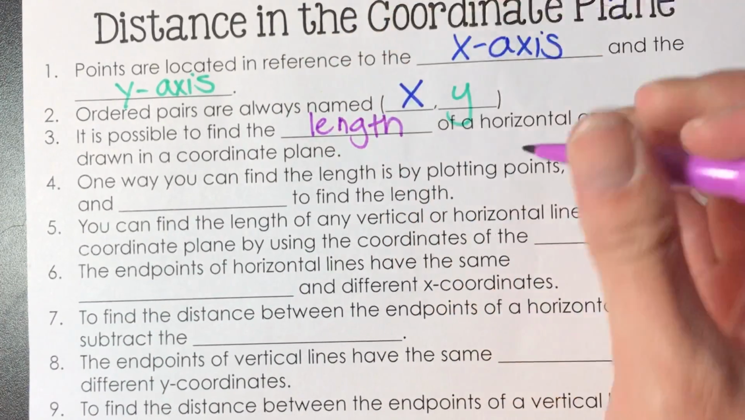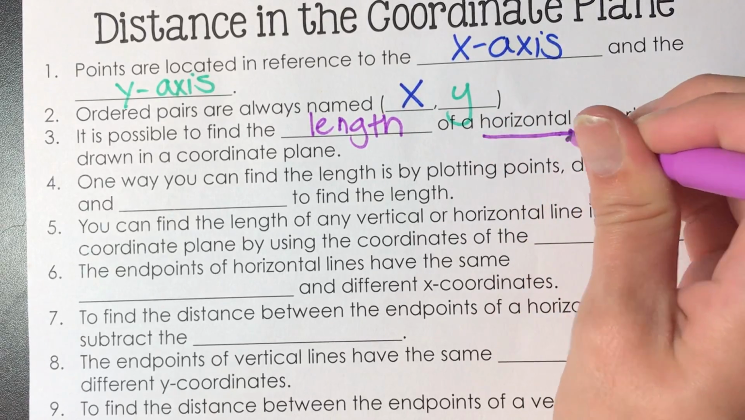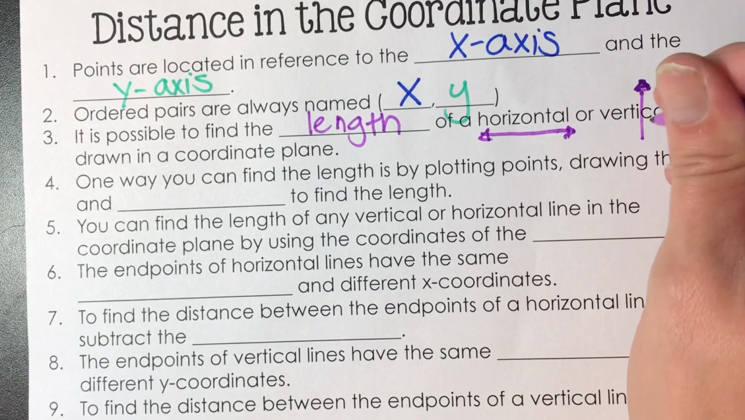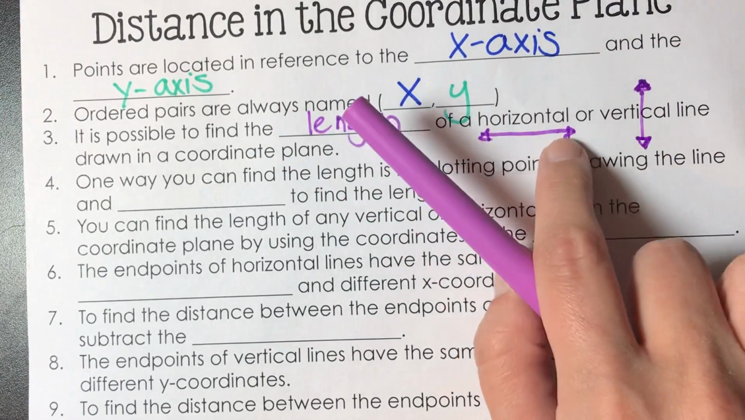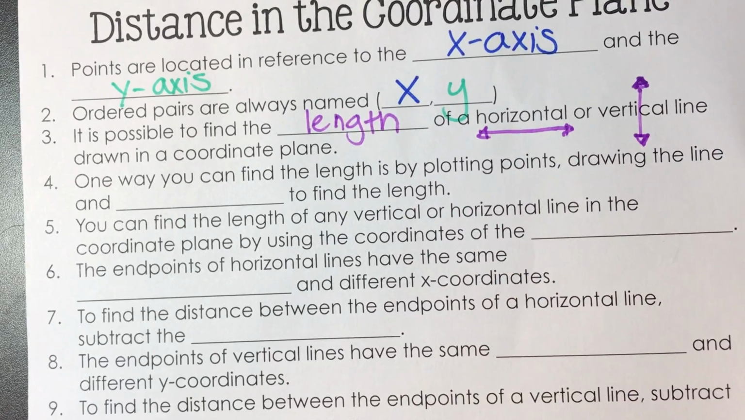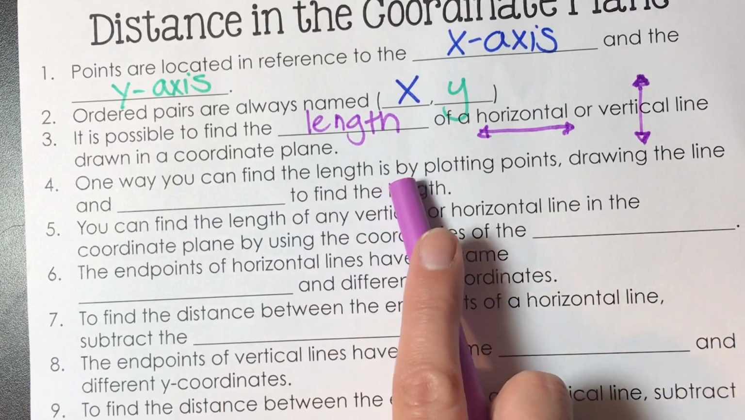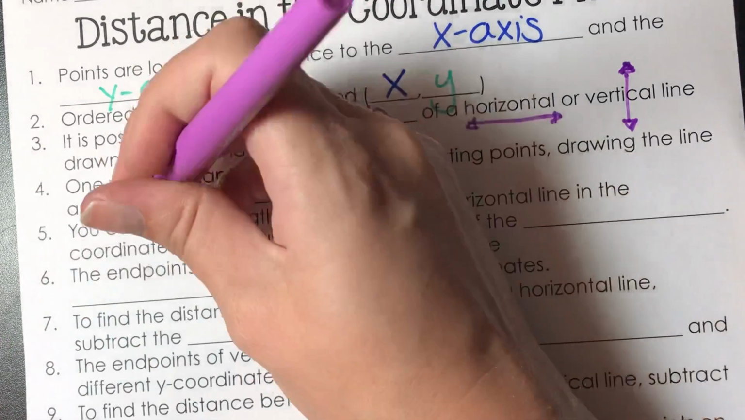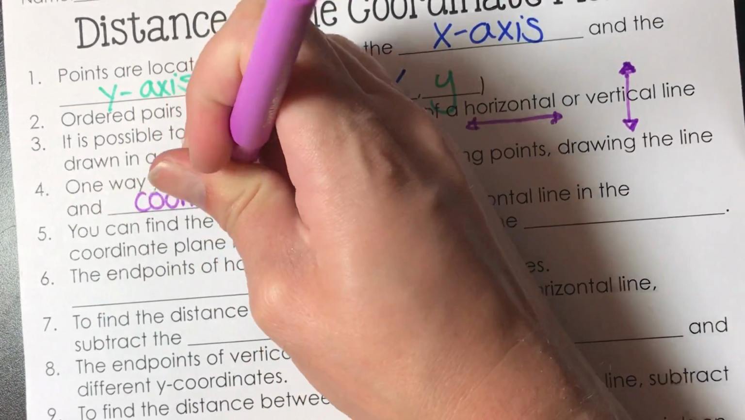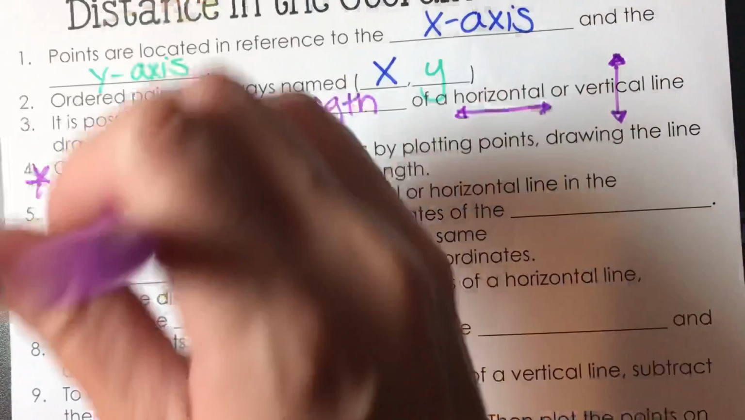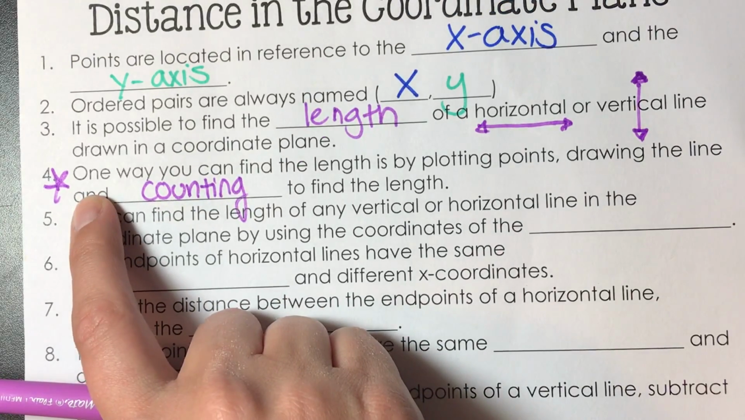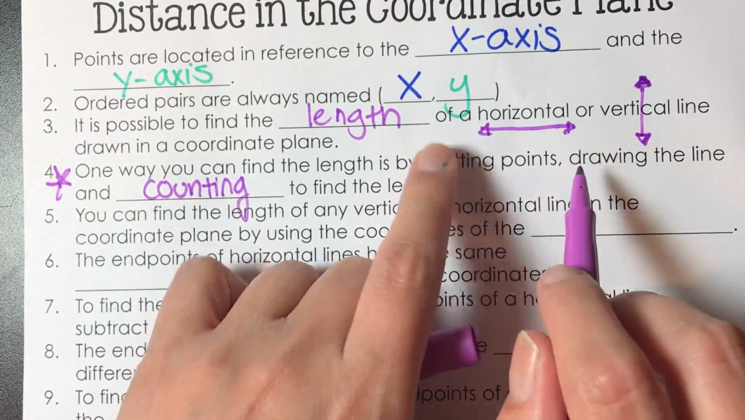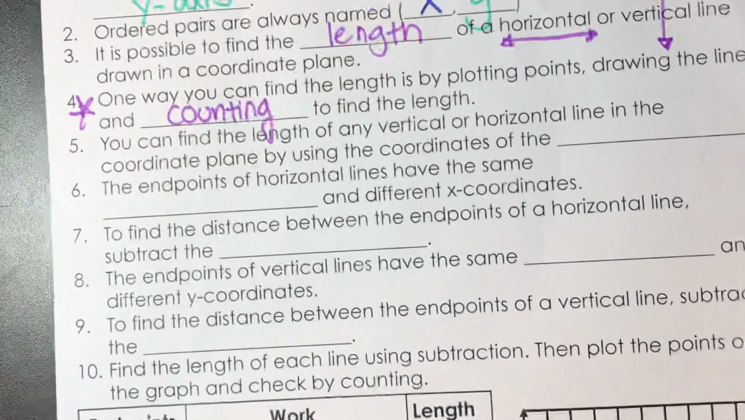It is possible to find the length of a horizontal and vertical line. I'm writing these right on top of the words. Horizontal means left and right. Vertical means up and down. One way you can find the length is by plotting points, drawing the line, and counting the length. Miss Madera does this strategy most often. I just literally look at the 2 dots and I count the number of spaces they are away from each other depending on where they are in the coordinate plane.